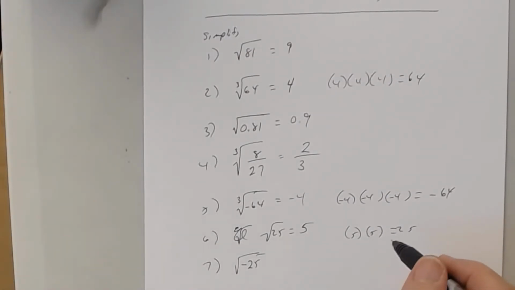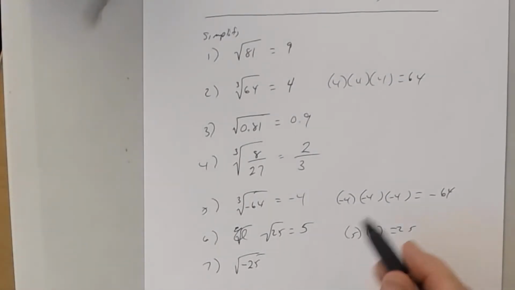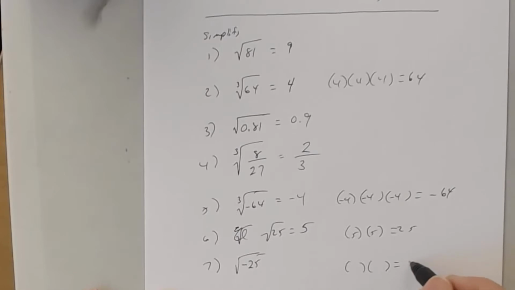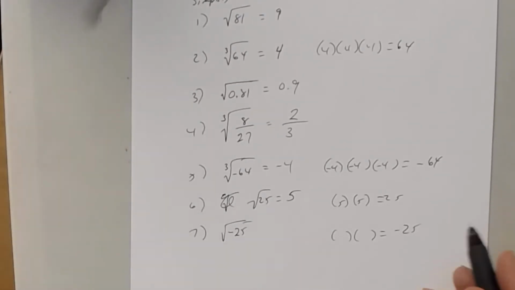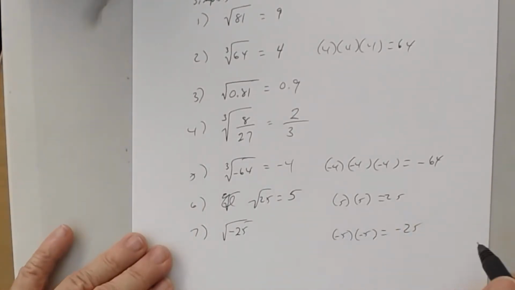Now I asked this question. I said, what's the square root of a negative 25? So what number times itself twice is a negative 25? Someone said negative 5. Let's check. What's a negative 5 times a negative 5? Positive 25. So that's not true.